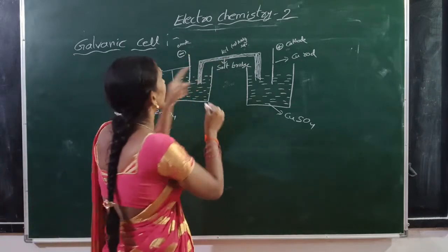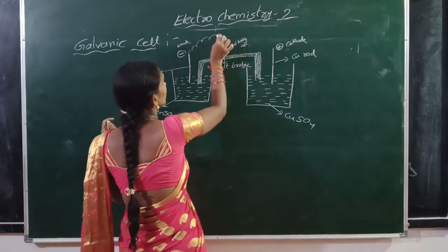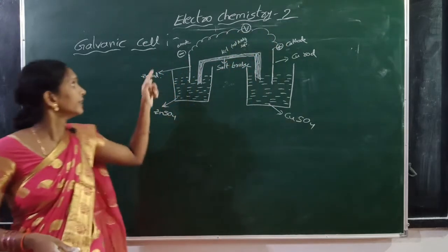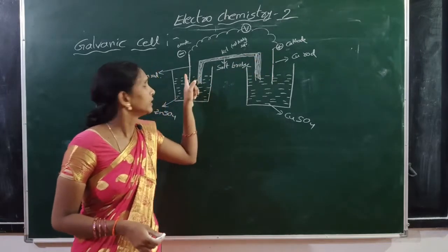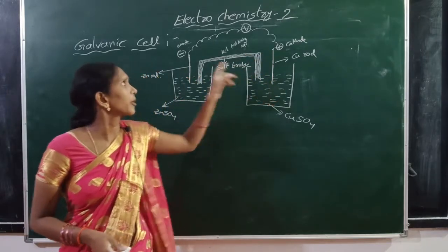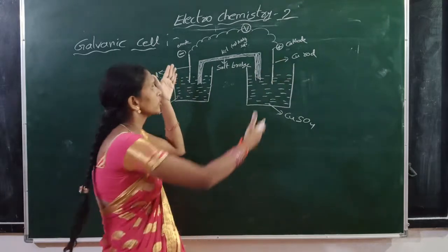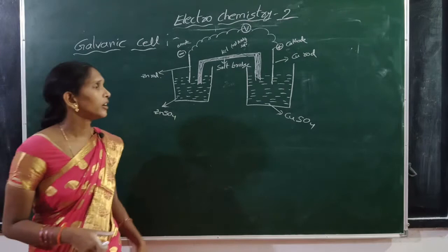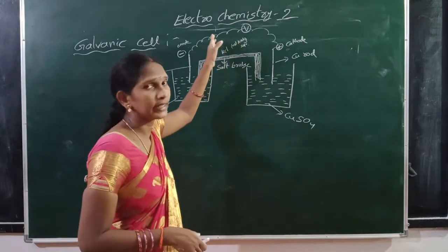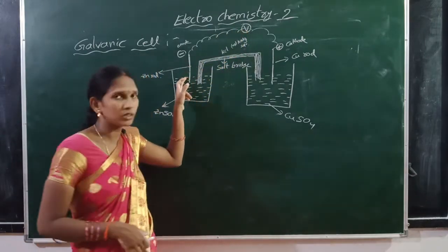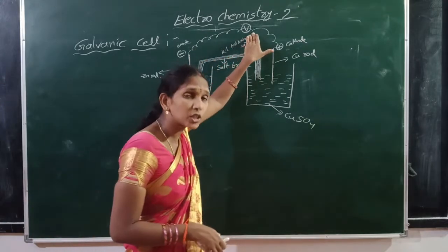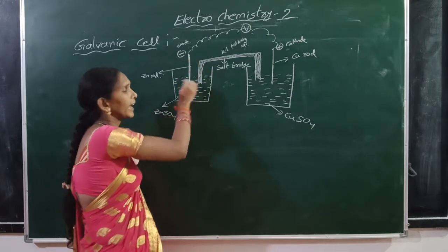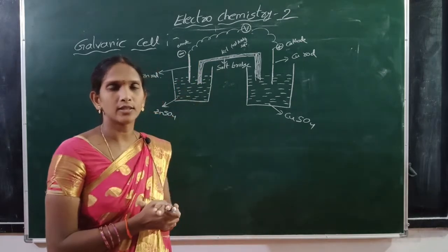These two electrodes are connected to the wire. This is the zinc rod, the anode, and this is the copper rod, the cathode. Then we can apply the current. The current is passed through the electrodes. Then the zinc electrode removes the electrons.